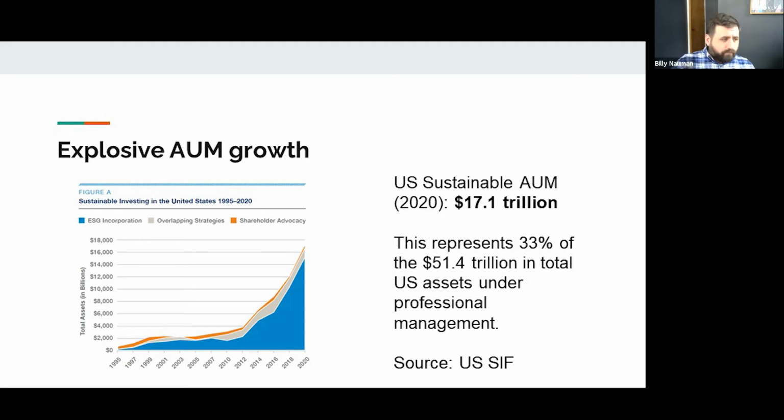This is from US SIF. There are a lot of different data sources out there. One of the problems that we'll get into later is around data and how you classify an ESG investment. But US SIF estimates that in the US, the sustainable AUM has grown to $17 trillion. That represents 33% of the total US assets under professional management. So $1 out of every $3, according to US SIF's estimations, is managed along some sort of ESG criteria.